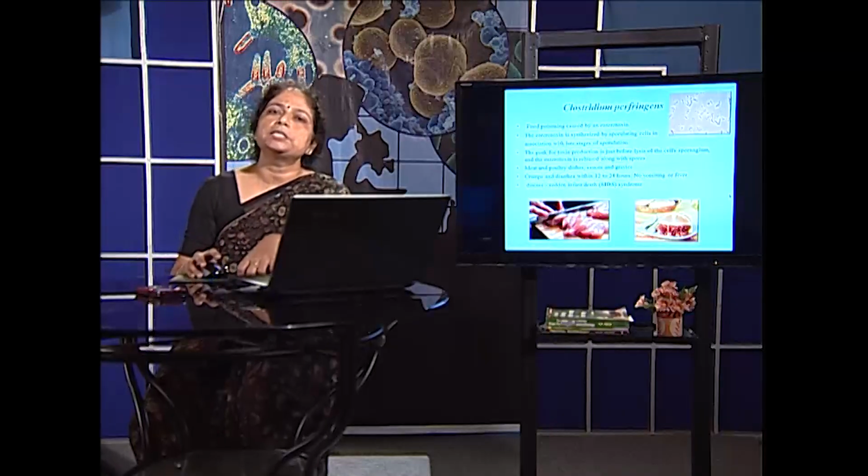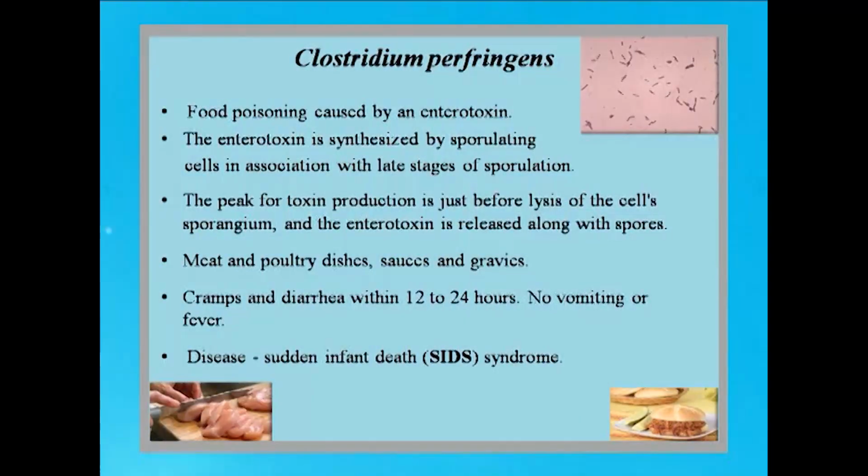We come to another species which is Clostridium perfringens. Now, this Clostridium perfringens again releases an enterotoxin which is released along with the sporulating cells. That means before the lysis of the sporangia, along with the spores, this enterotoxin released by perfringens is released into the body. This is mainly found in contaminated meat, poultry dishes and sausages. We find that cramps and diarrhea appear within 12 to 24 hours. However, there is no vomiting and no fever.